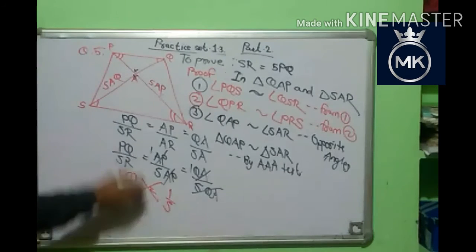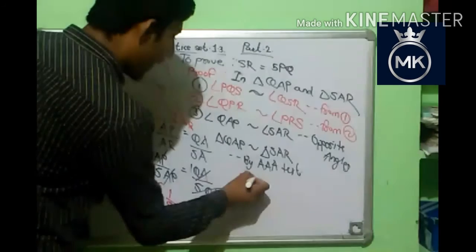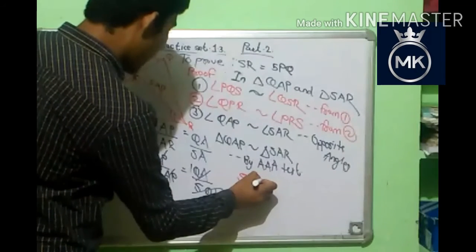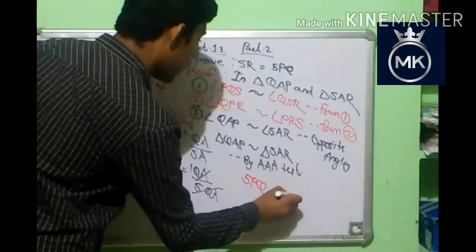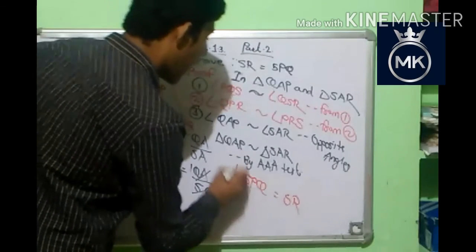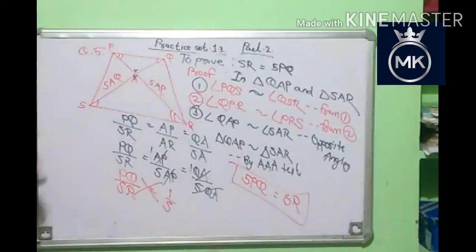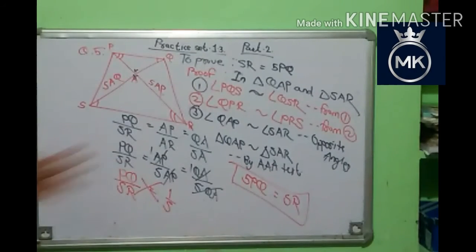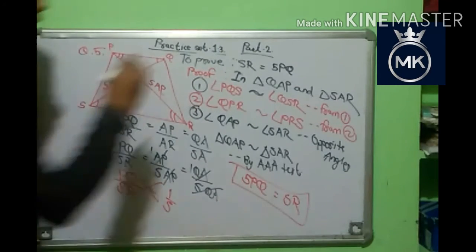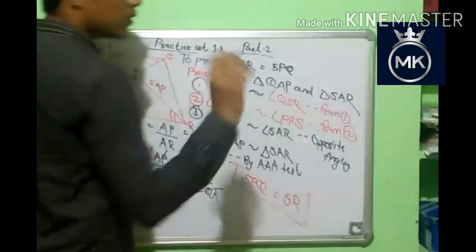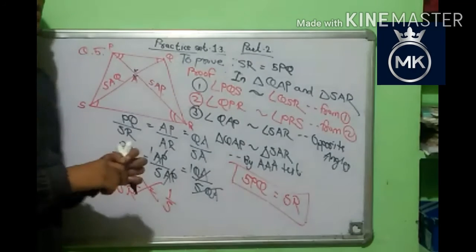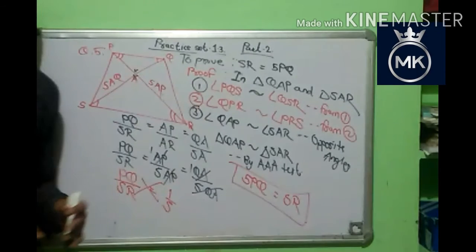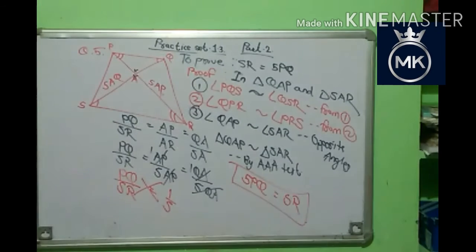So by cross multiplication, 5 PQ is equal to SR, and we have proved it. So friends, SR is equal to 5 PQ, we have proved here. Lastly, we also write hence proved. So our second question of practice set 1.3 part second is also complete here.